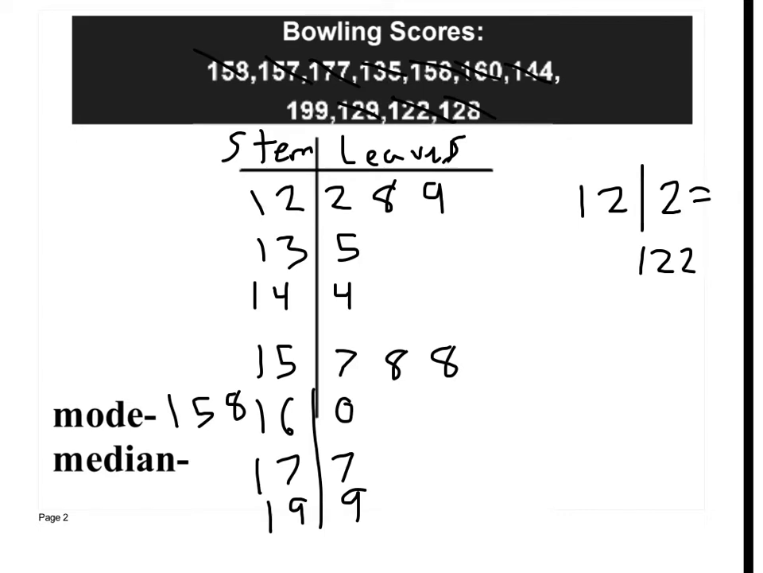What about the median? Doesn't it make the median easier to find? I've got 1, 2, 3, 4, 5, 6, 7, 8, 9, 10, 11 numbers. So 1, 2, 3, 4, 5, 6. There's my median, 157. If you need to check, you can count backwards. 1, 2, 3, 4, 5, 6. Easy, right? So do you just round up to the next number instead of doing halves?